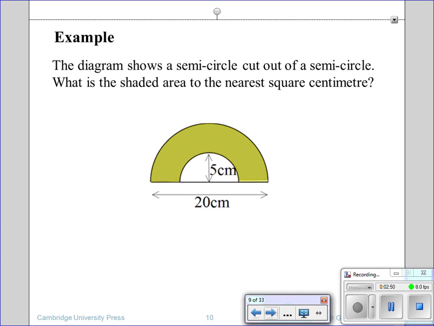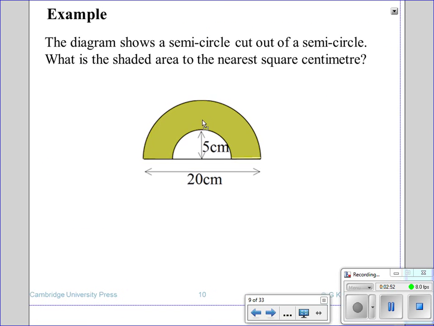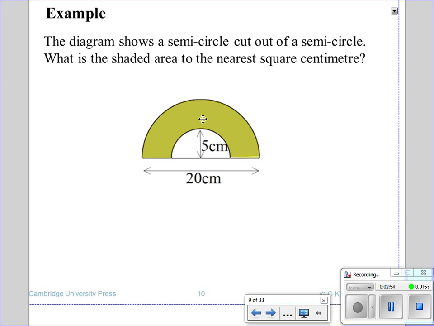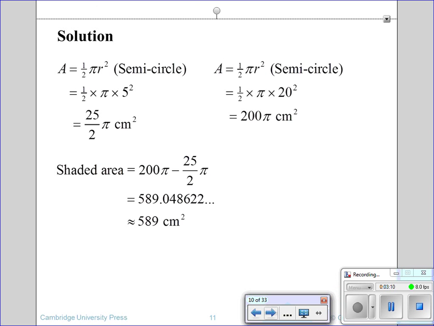Here's a semicircle cut out of a semicircle. Two ways to attack this one. One way would be to say that it's half an annulus. The other way would be to work out the circle, halve it, work out the other circle and halve it. Let's go through and solve it. We're going to do it this way first.